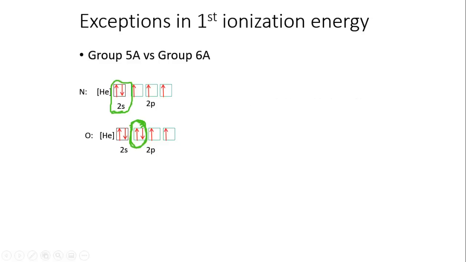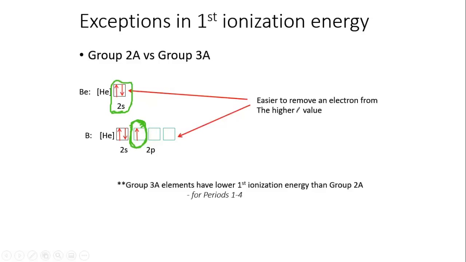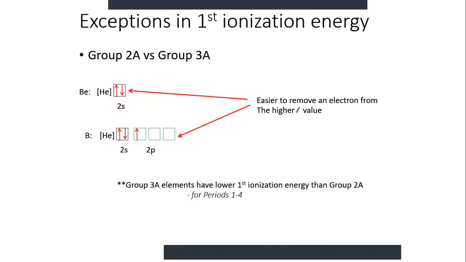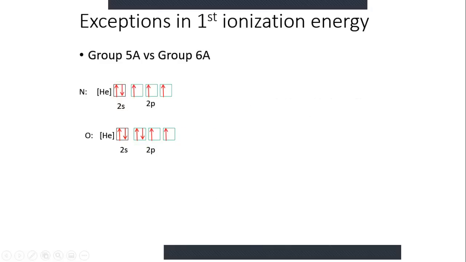So again, that was group 2A and group 3A. That's one exception you need to know. The next exception is group 5A and 6A. So here we don't have electrons in different orbitals. We have the same types of orbitals, just a different number of electrons.